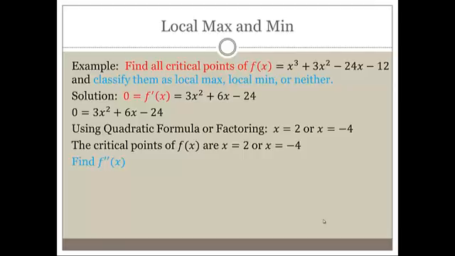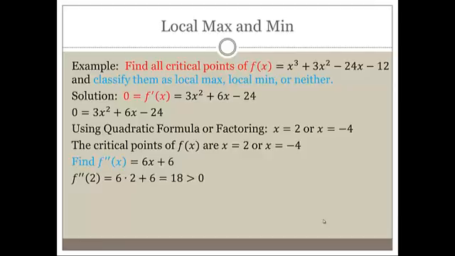To do this, we want to find the second derivative. Since we've already computed the first derivative, we need to compute its derivative to find the second derivative. We can find the derivative of 3x squared plus 6x minus 24 to be 6x plus 6. We can now use this to tell if our critical points are either local maxes or local mins.